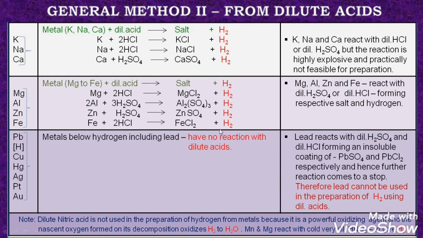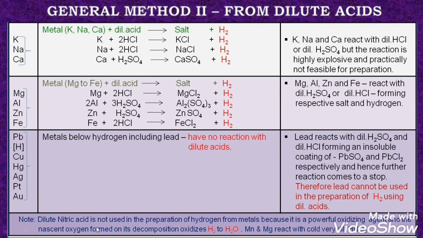Learn all these equations well, write them down, practice, be thorough with them. We have one dilute acid which has not been used here at all. We have used only dilute hydrochloric acid and dilute sulfuric acid. We have not used dilute nitric acid at all. Why is it so? Why can't we use dilute nitric acid? That's the reason question, which is the most likely question that is asked, so you learn it well.